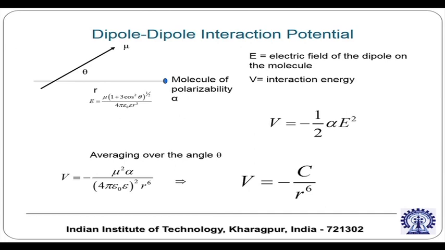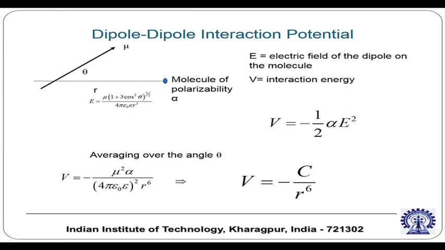Now what is E? If you have a dipole moment of mu, this is an expression for E in terms of mu. This expression is not so important for us. The details of the expression are not important, but what is important is that E scales with r to the power minus 3.